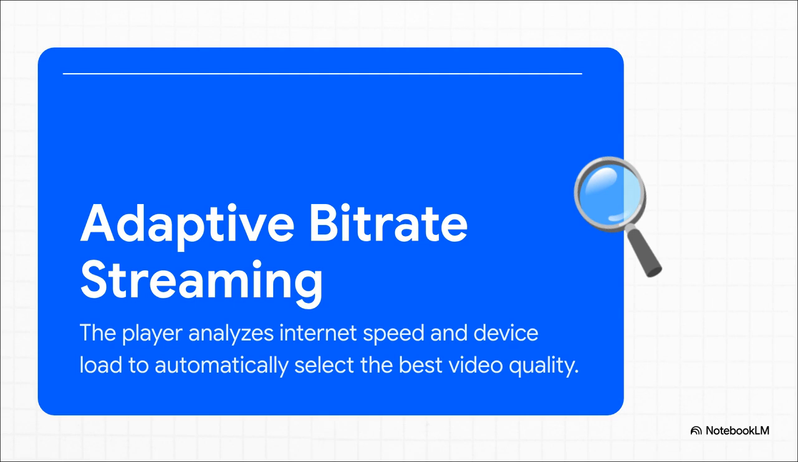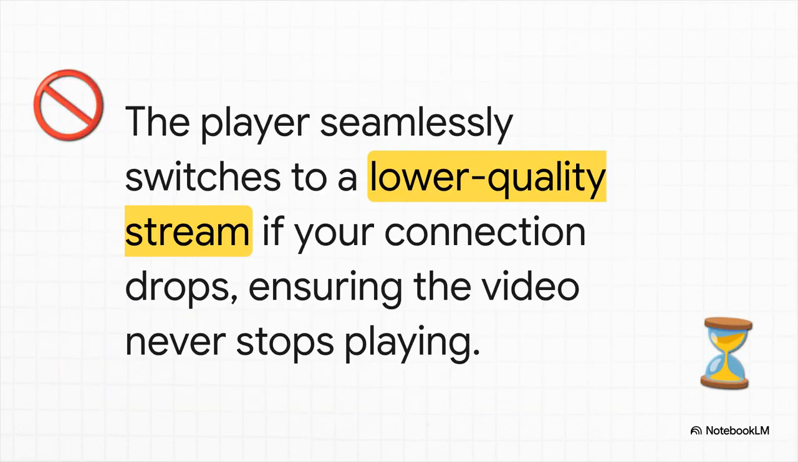See, the YouTube player isn't just a dumb window. It's actually a super intelligent little agent. It is constantly, and I mean constantly, monitoring your internet speed, checking how hard your phone or computer is working, and even looking at your screen size. It crunches all that data and in real time picks the absolute best video quality for that specific moment. And this is exactly why you almost never see that dreaded spinning buffering circle anymore.